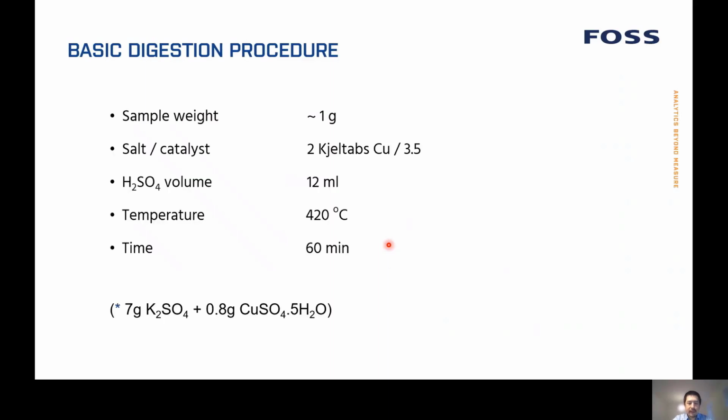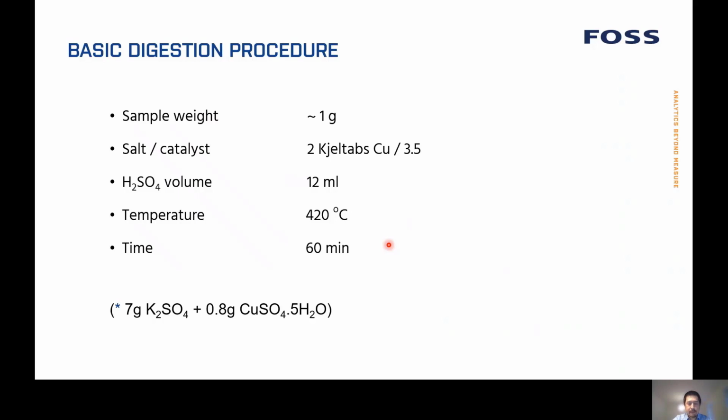And this is a normal setup for the digestion procedures. So the sample weight is usually 1 gram, but this usually depends on the nitrogen content. If you have a high nitrogen content, like a whey protein concentrate, you can reduce it to like 0.3 gram. If you have very low nitrogen content, sometimes probably starch, you have to increase it to like 2-3 grams. So this depends on the sample type.